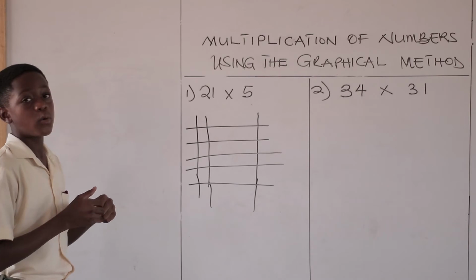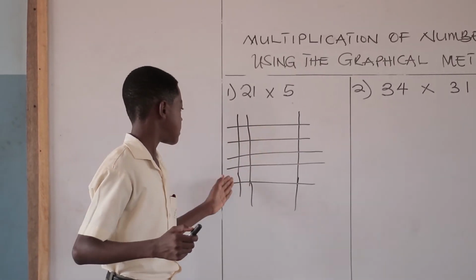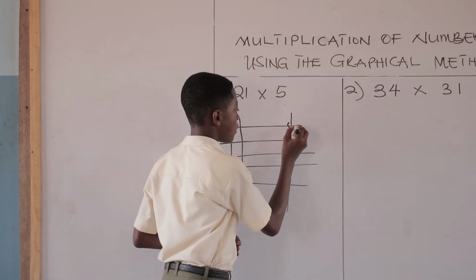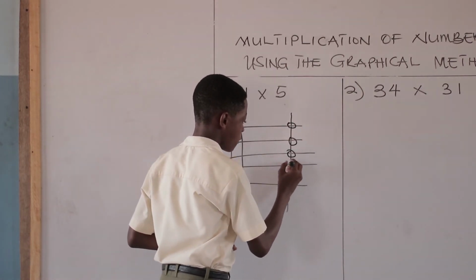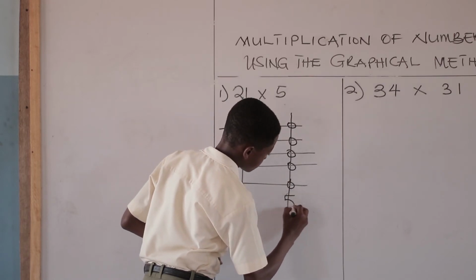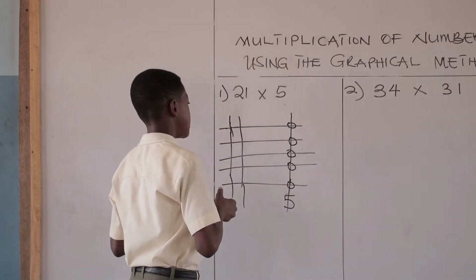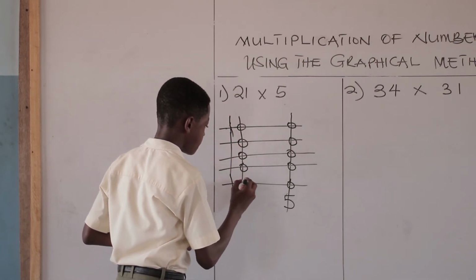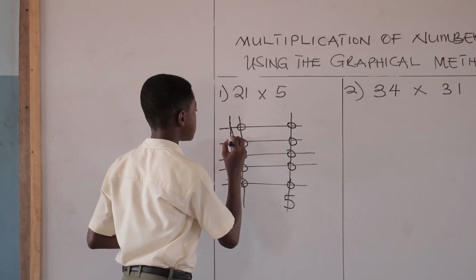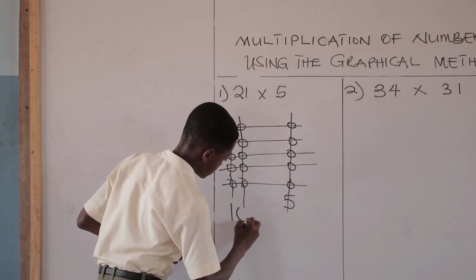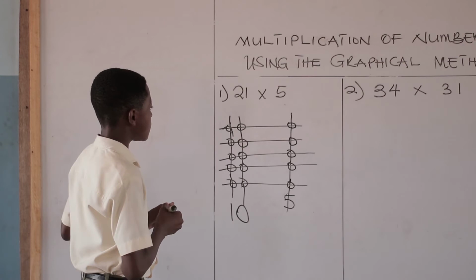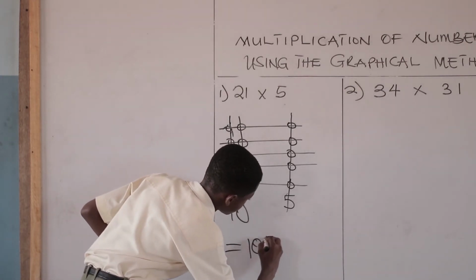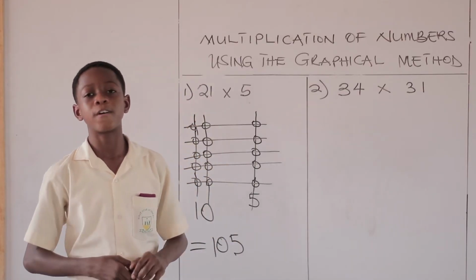And now, we will be counting the intersections. Start counting the intersections from the right. So, 1, 2, 3, 4, 5. So, here is 5. And we will count the other intersections, which is 1, 2, 3, 4, 5, 6, 7, 8, 9, 10. So, 21 times 5 is equal to 105. I hope you got the first example.